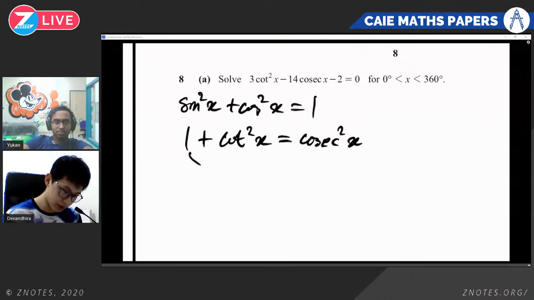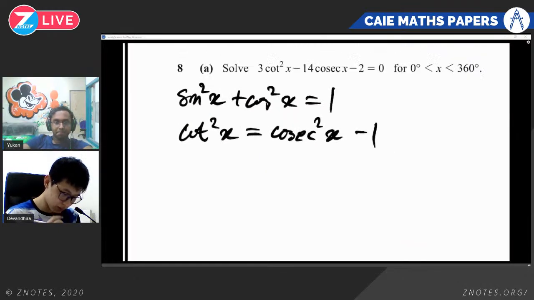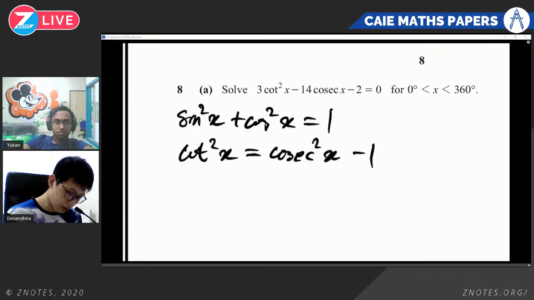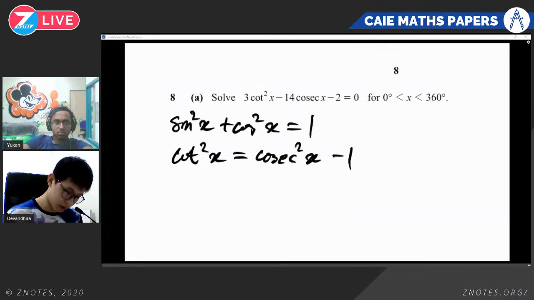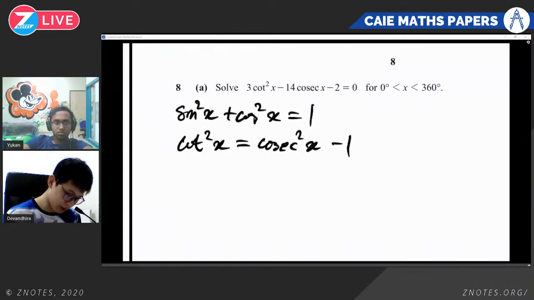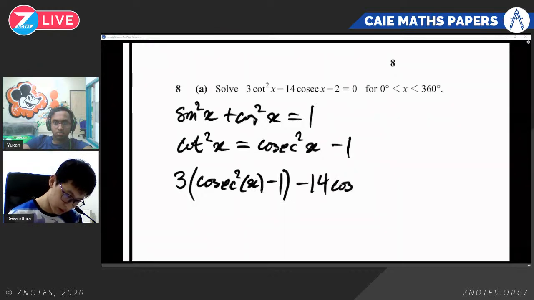All right, then we can just transfer it here. We'll have minus 1. Everything okay so far? Yep. So now we know what cot square is in terms of cosec x squared. We can just plug it in. So we have 3 times cosec square of x minus 1, minus 14 cosec of x, minus 2, is equal to 0.